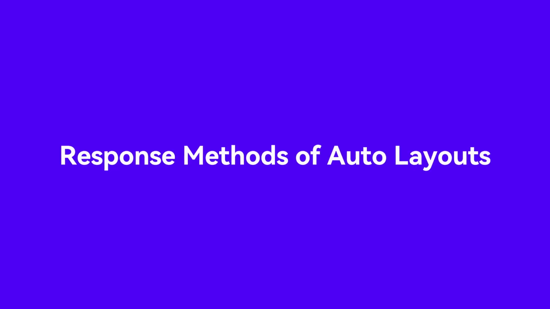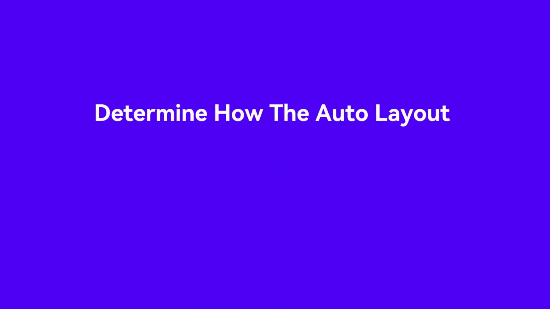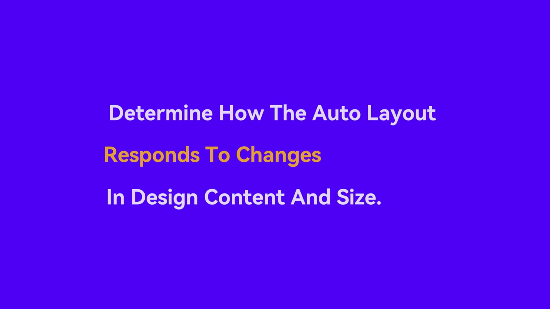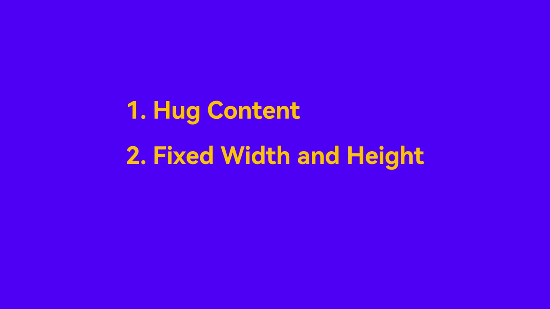At last, let's learn about several response methods that affect the effectiveness of auto layouts. The response methods determine how the auto layout responds to changes in design content and size. There are 3 response methods in Mockplus DT: hug content, fixed width and height, and fill container. First is hug content.